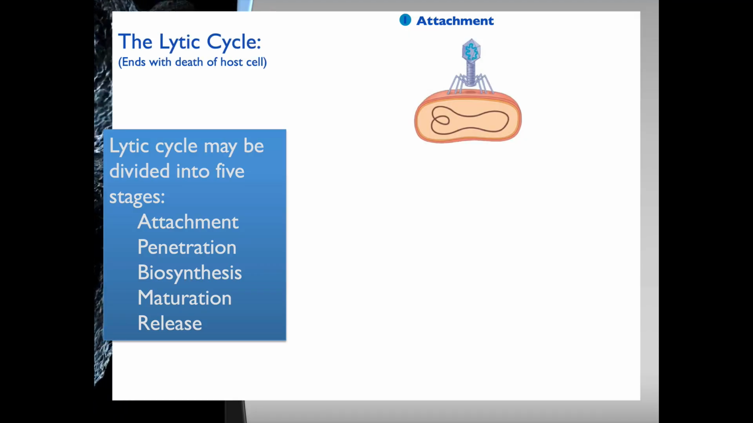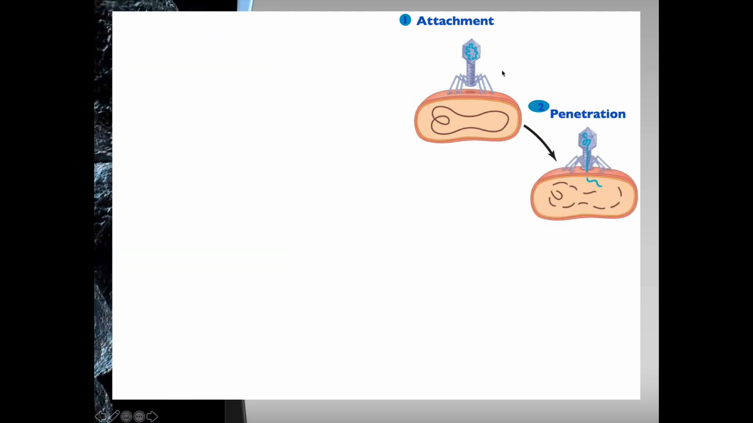Looking at that infection as a lytic cycle, which will end with the death of the host cell, it can be subdivided into 5 stages. We have attachment, penetration, biosynthesis, maturation, and release. So step number 1, we have our bacteriophage attached to our bacterium. Number 2, penetration. It injects its own DNA inside of the bacterial cell. The bacterial cell will try to defend itself using what's known as restriction enzymes, which ultimately cut up the DNA inside of a living cell.